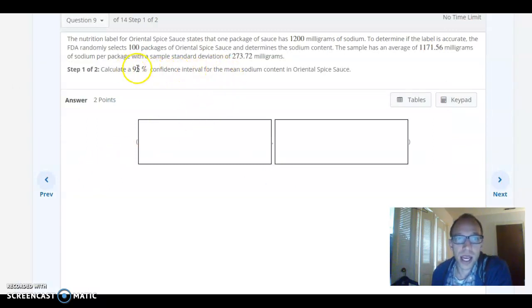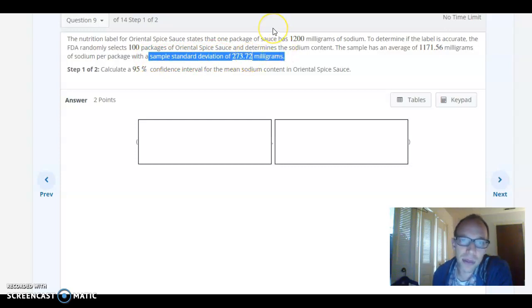All right, so here we have a T confidence interval, and the reason we know it's a T and not a Z is because the standard deviation we have is the sample. We do not have the population standard deviation. So because we have the sample, we have to use a T procedure, and that would be then 99 degrees of freedom, because our sample size here is 100.